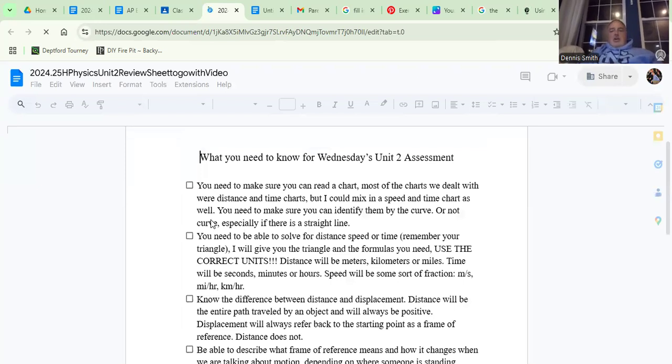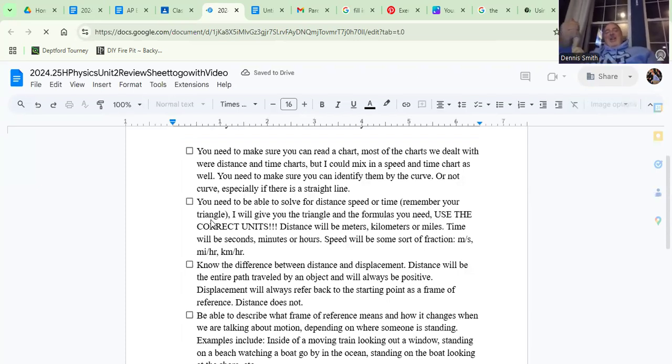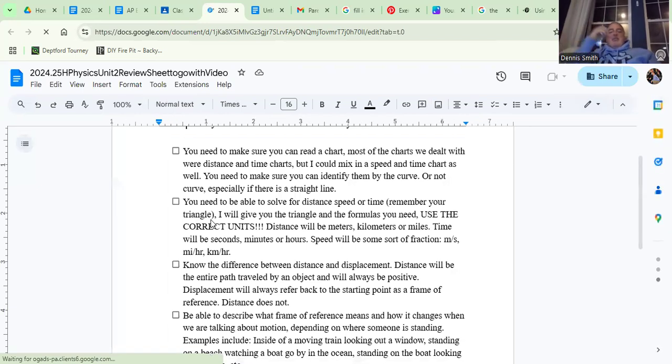He's a clown. So you need to make sure that you can read the charts, either a position time chart or a velocity and time chart. Most of the charts we dealt with were distance and time charts, but I could mix in speed and time charts as well. You need to make sure you can identify them by the curve. Remember, if it does not start at the origin and it's moving back towards the origin, that means it is negative. It's moving back to the origin, which means the movement is actually negative.